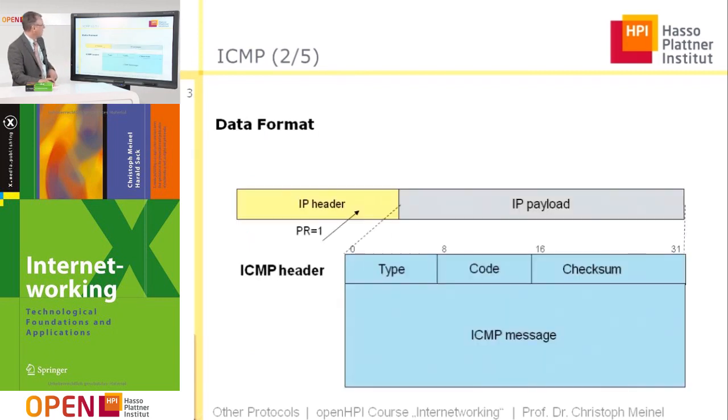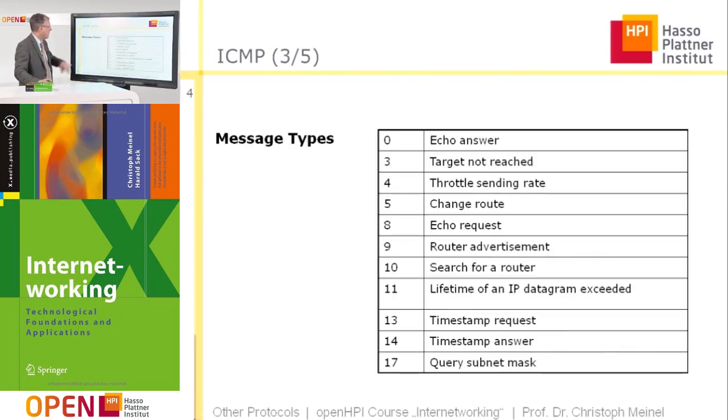This is the data format of the ICMP messages. We have the IP header. In the IP header, like just mentioned, the protocol number 1 indicates that this is an ICMP message. And the ICMP message is the payload of this IP datagram. The ICMP message consists here of a very simple header: type, code, checksum, and then the ICMP message. There are different ICMP message types.